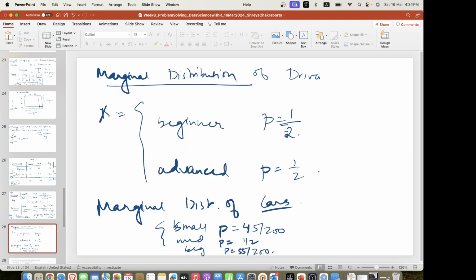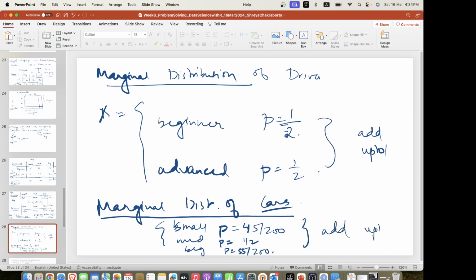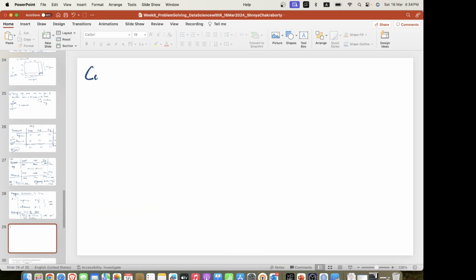Now, these are the marginal distributions. You can see all these probabilities will add up to 1. This will also add up to 1. This will also add up to 1. Now, I would want to emphasize conditional probability.